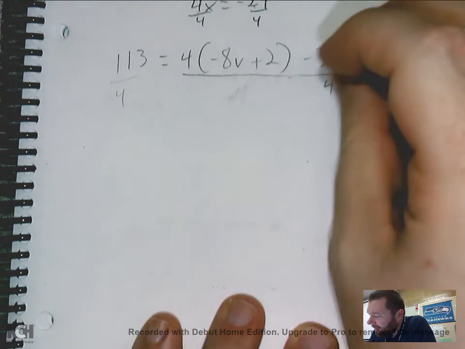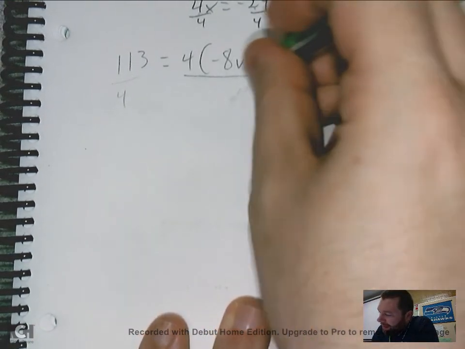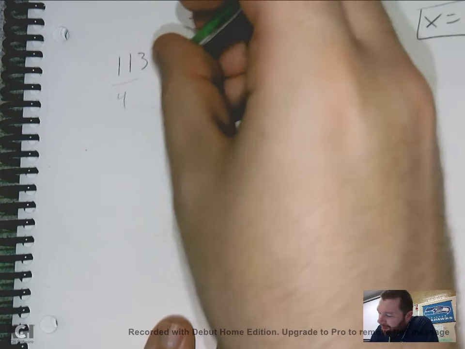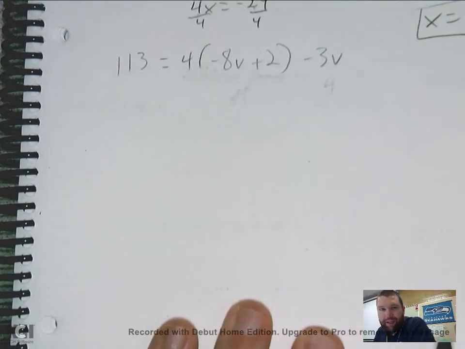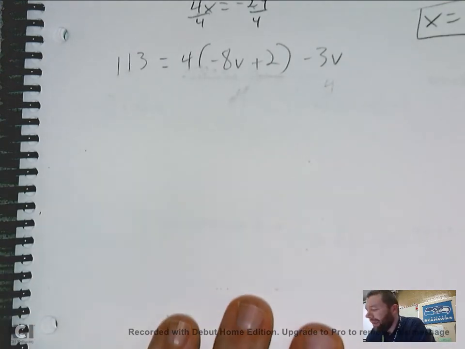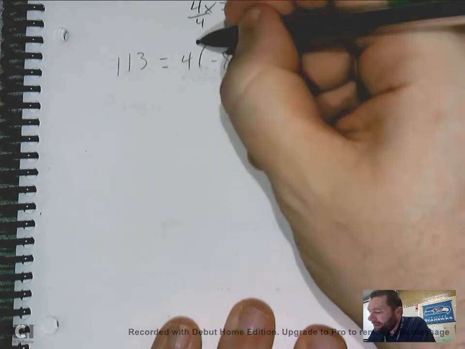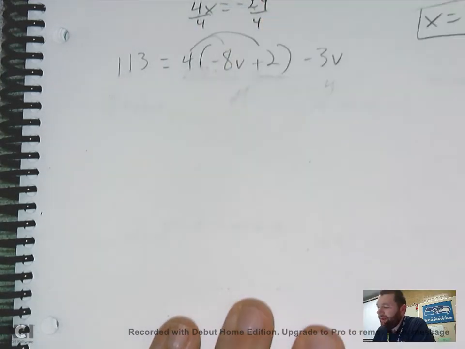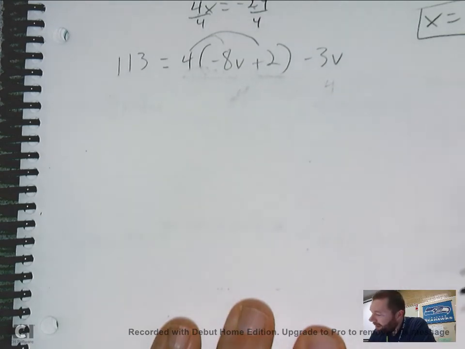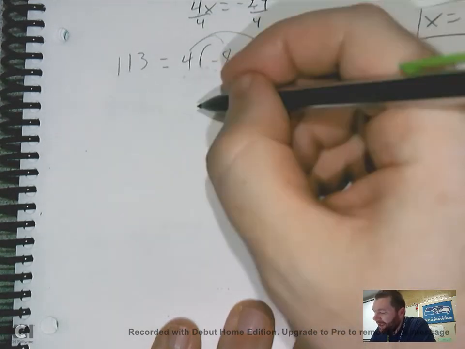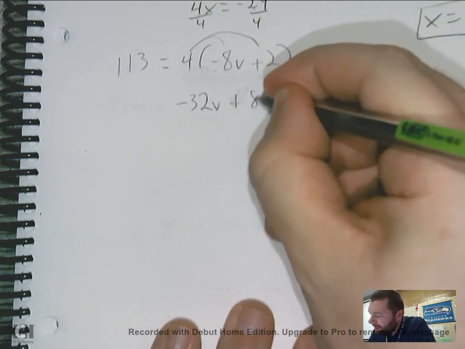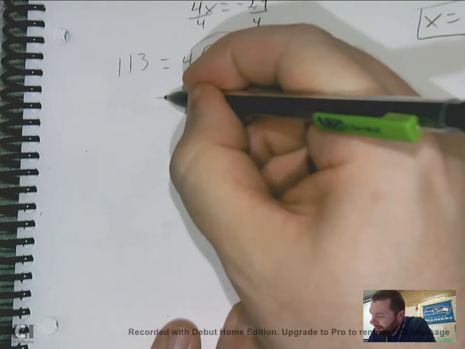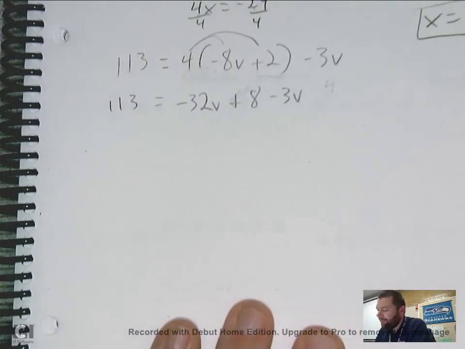It doesn't work. So that's why I say the more complicated these problems get, the easier it is to stick with the distributing. The dividing trick will be nice to have you exposed to when we get to absolute value, because you can't distribute into an absolute value. But for now, let's just think of distributing like this, okay? So we're going to multiply that 4 throughout. 4 times negative 8 is negative 32v. 4 times 2 is 8. And then minus 3v equals 113.